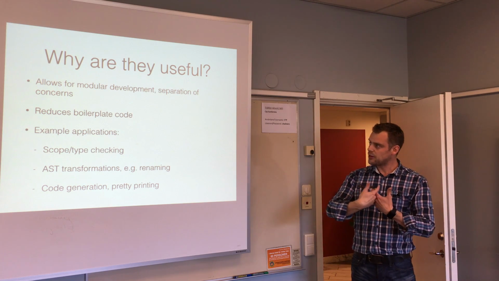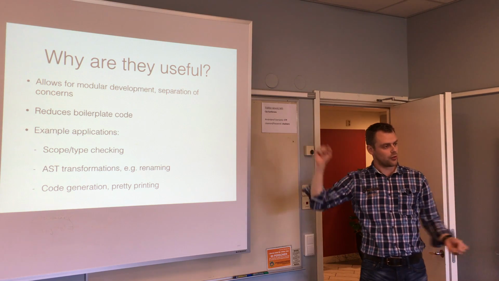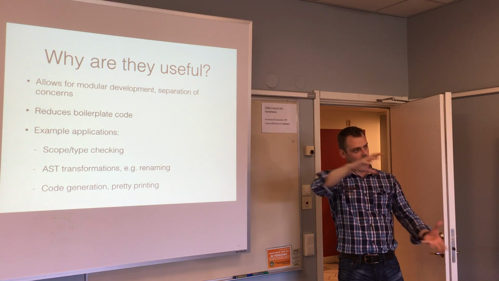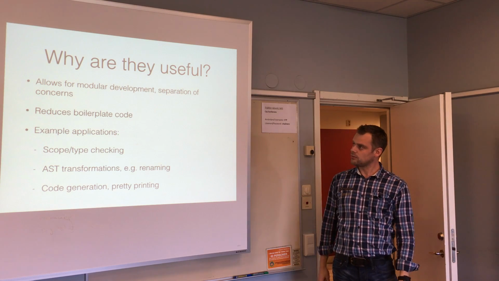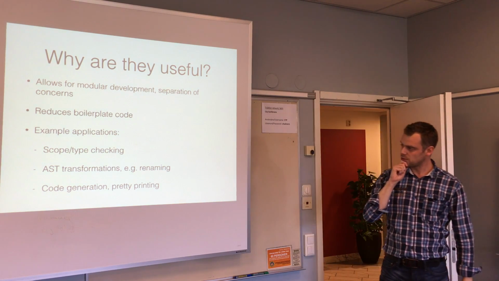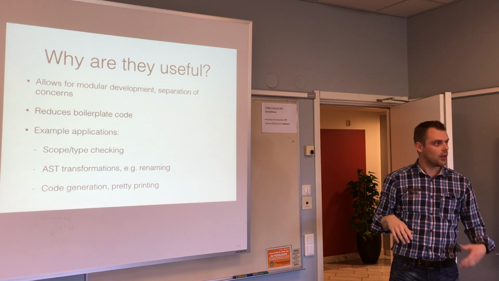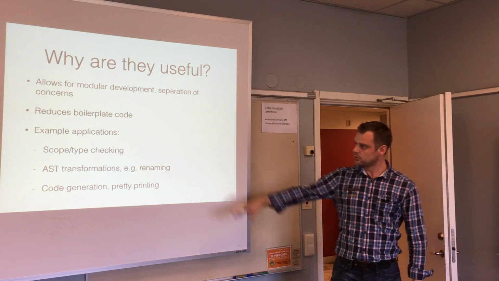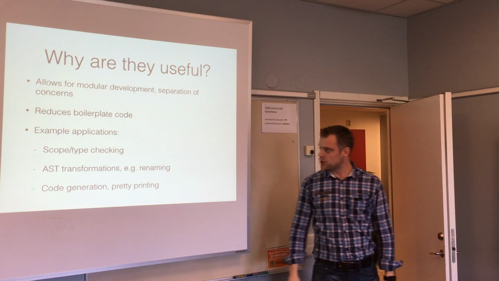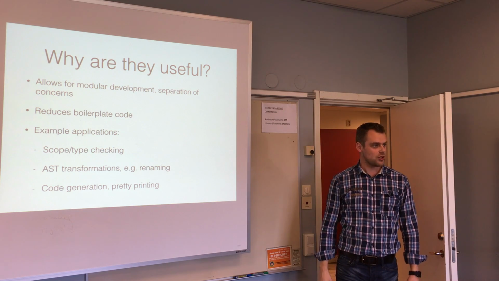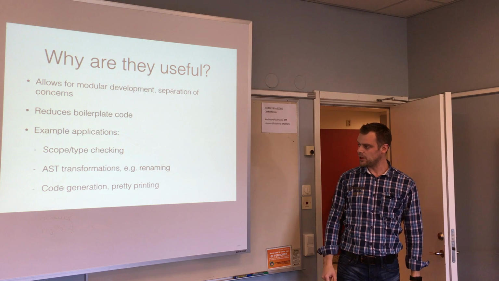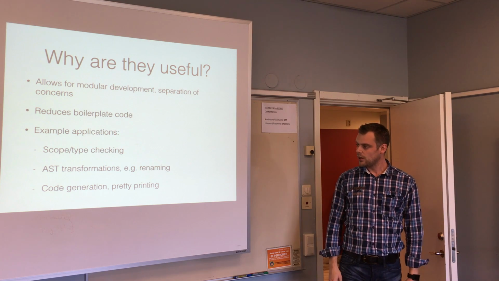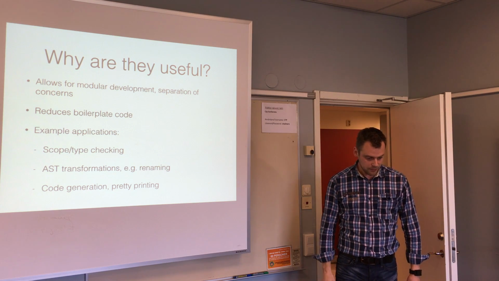An attribute grammar also describes the tree traversal, so you don't have to write the code that does the actual traversal of the tree. That reduces boilerplate. Attribute grammars are often used in compiler-related areas, so scope and type checking, transformations of the abstract syntax tree, renaming, alpha renaming for instance, code generation and pretty printing.